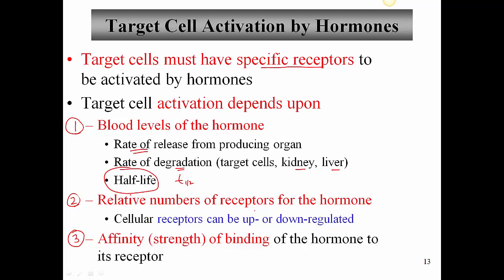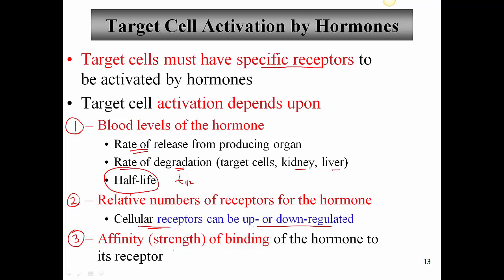Now the second factor is the relative number of receptors for the hormone. We said before that especially for steroid-type hormones, there's a direct proportionality between the number of receptor hormone complexes that we form. The same can also be said of amino acid-derived hormones. The more receptors that we have in the cell membrane, the more of those molecules inside the cell we can activate.